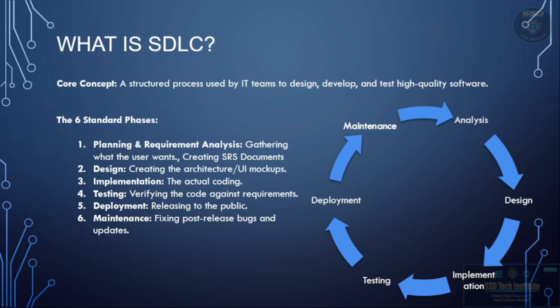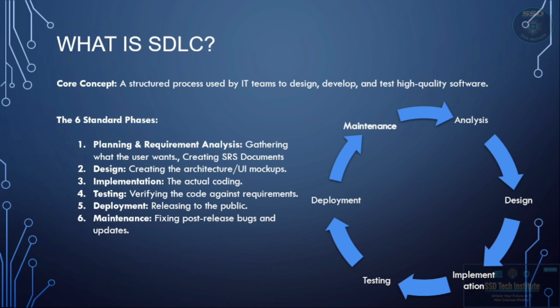Now the third stage is the implementation stage. This is the actual coding stage where the developer takes the designs and turns them into real code. The fourth phase is our testing phase, which is our favorite part. We verify the code against the SRS documents to make sure that it does what it's supposed to do. The fifth phase is the deployment stage. This is when the app goes live on the Play Store or the web for the public. And the final is the maintenance stage. Once the application is out, we fix the bugs and update the application.